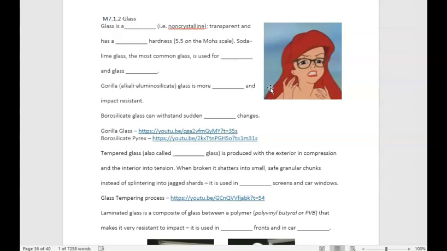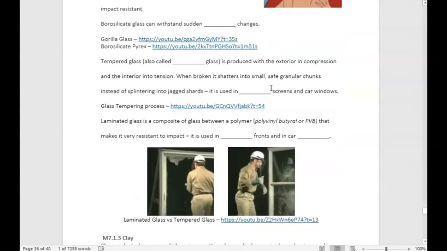Bottles. Okay. Gorilla Glass, which is an alkali aluminosilicate glass, is more scratch and impact resistant. The person who wrote hard, that's totally reasonable. Because I went through this yesterday and I said hard, I'm like, you don't normally say more hard, you normally say harder when we do a comparative of hardness. But I've put here more impact and scratch resistant. But yes, we know that impact resistant is another word for tough, and scratch resistant is another way of saying hard. Borosilicate glass can withstand sudden temperature changes.